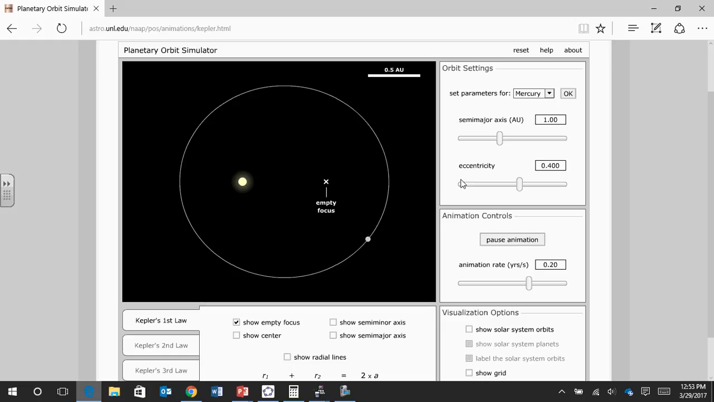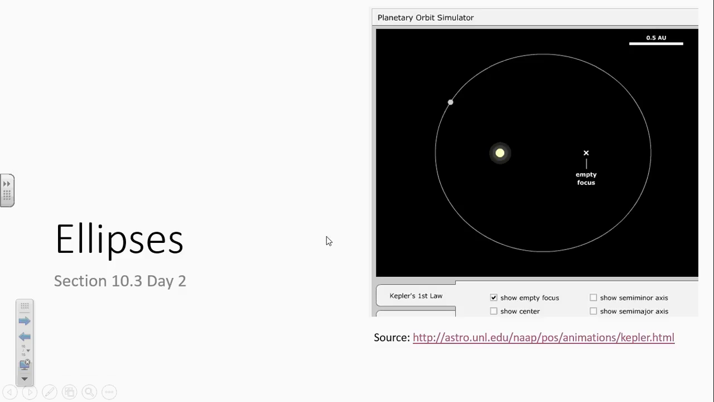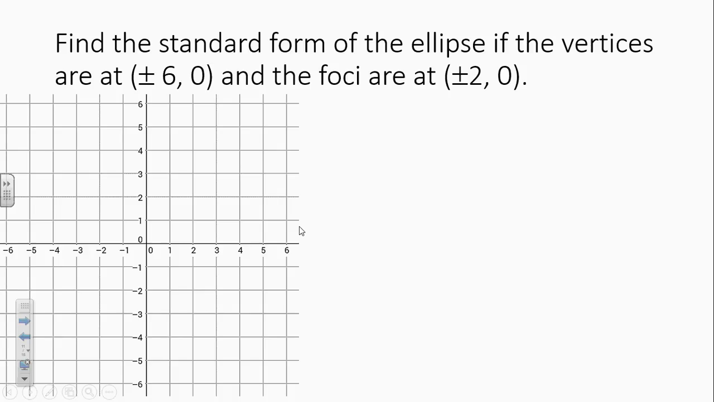So real quick aside. All right, so the first thing we want to do is see if we can find the standard form of an ellipse if the vertices are plus or minus 6, 0, and the foci are at plus or minus 2, 0. So start by sketching your vertices, and then plot your foci. And then tell me what you know.